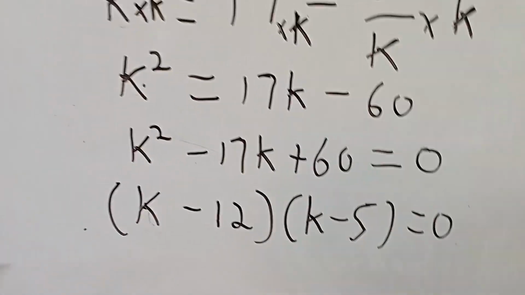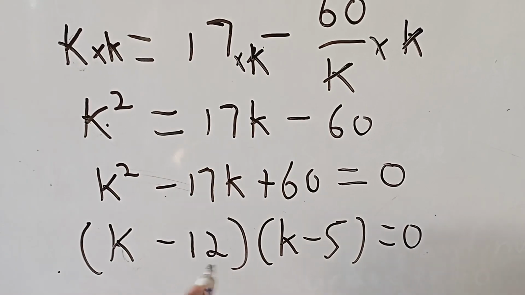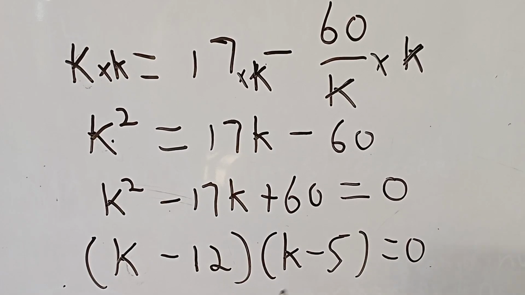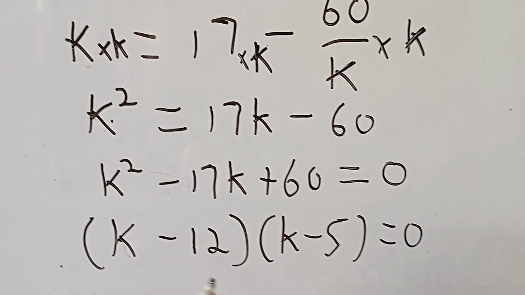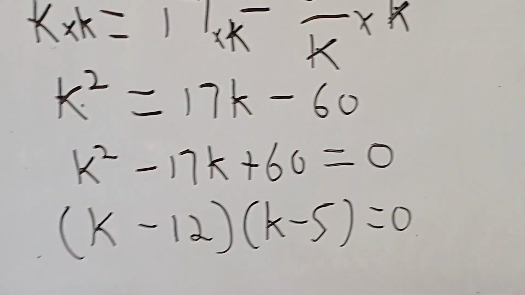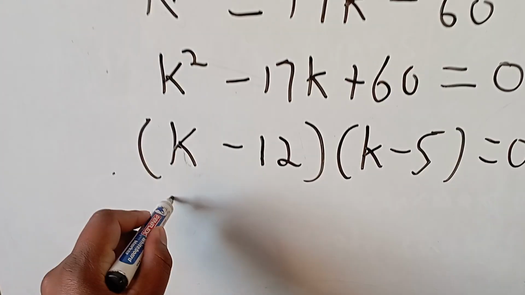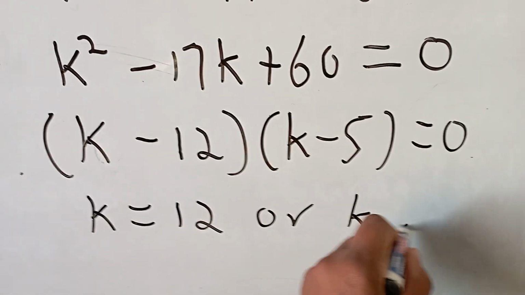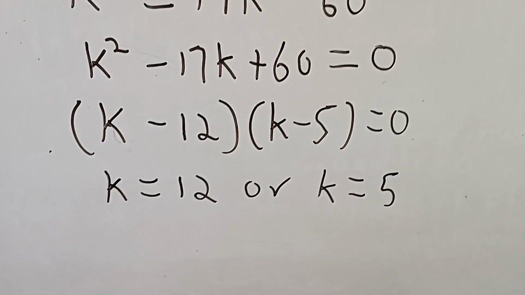When we have it like this, k times k gives you k squared. k times minus 5 gives you minus 5k. Minus 12k, and minus 12k plus minus 5k gives you minus 17k. Minus 12 times minus 5 gives you positive 60. So that means now we have solved for k. So our k is going to be equal to 12, or k is equal to 5. So we have solved for k now.